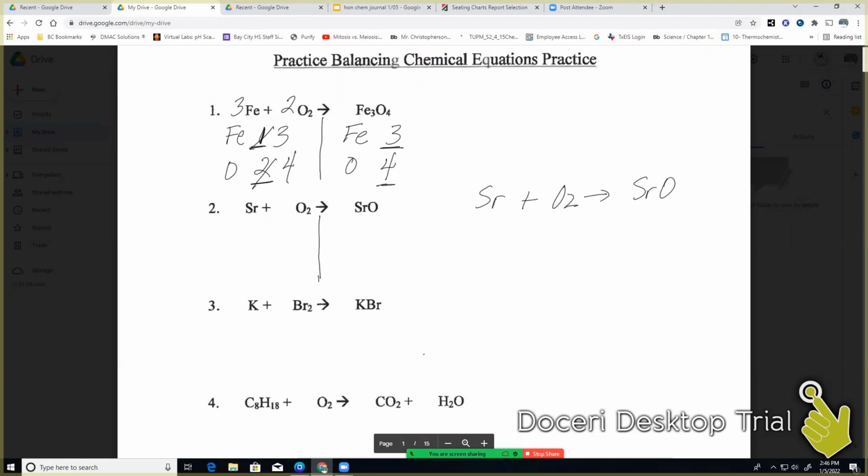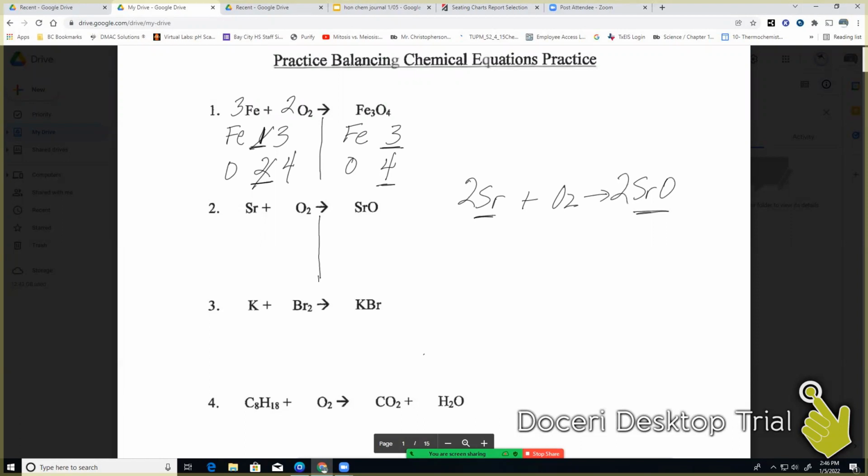All right, did anybody get it balanced? When you balanced it, did you need a coefficient in front of the strontium? What do we need? A 2. Did we need a coefficient in front of the oxygen? Nope. Do we need a coefficient in front of the strontium oxide? What do we need? 2.